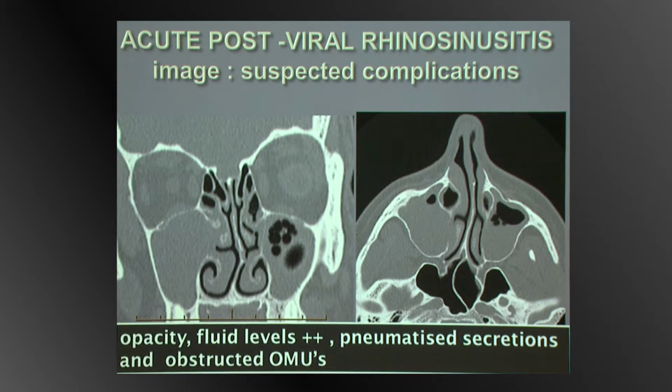So acute post-viral rhinosinusitis, we only tend to image when there's suspected complications. So we talked about this morning: opacity, fluid levels, and another tip, pneumatized secretions. That is said to be more commonly indicative of mucopus rather than just fluid due to rhinitis or something like that. We've also got bilateral obstructed osteomeatal units.